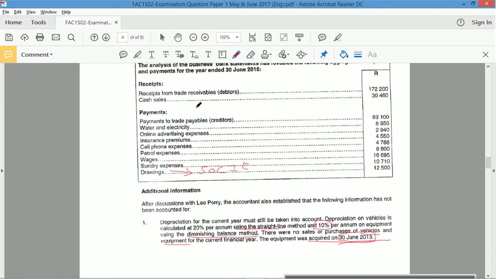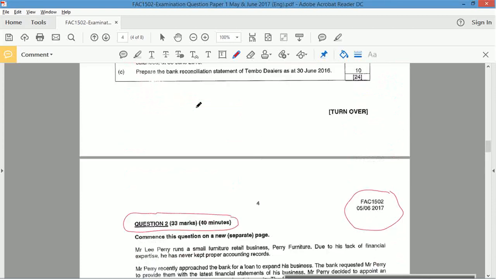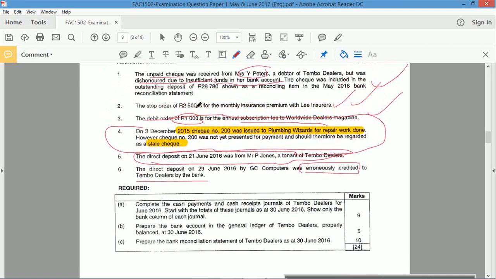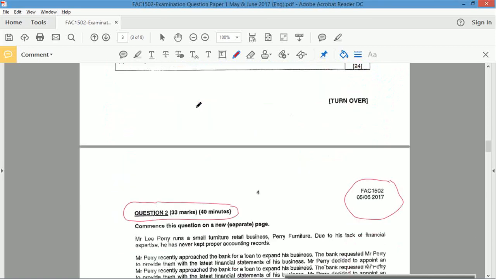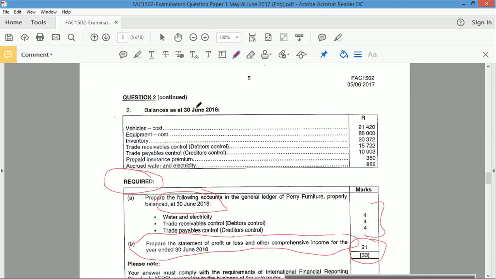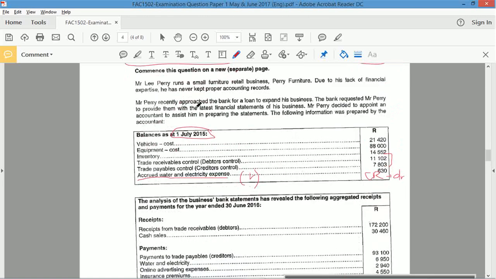Drawings. See, no capital even. If they gave you capital, then you could work it out, because then you would have opening and closing stock. Okay, so yeah, there's nothing else here. That was question 2. And this is question 2 and question 1. Question 2 is there.